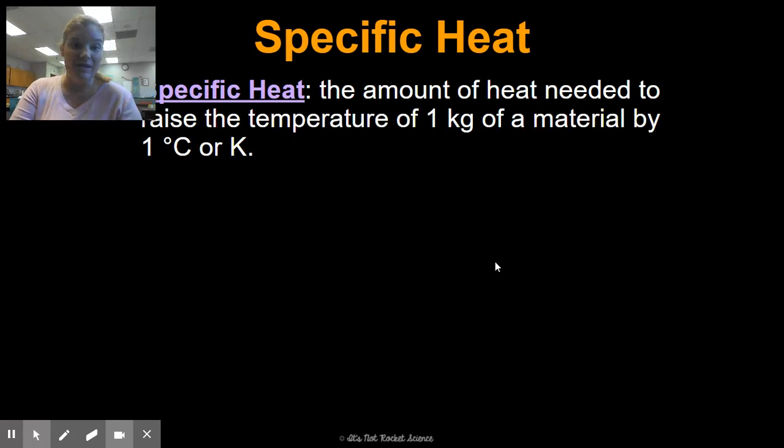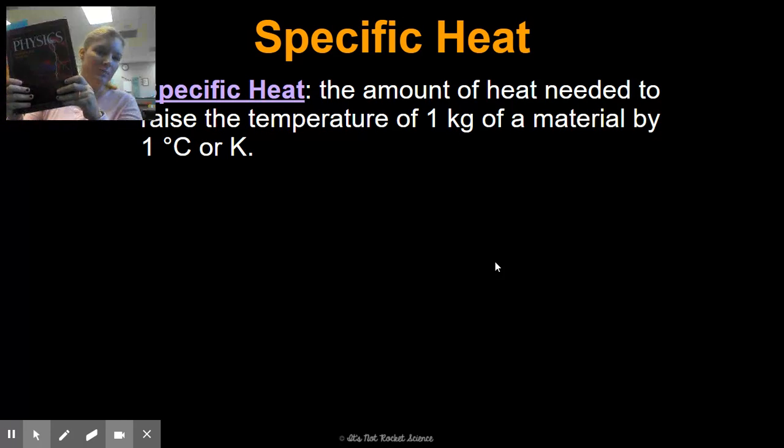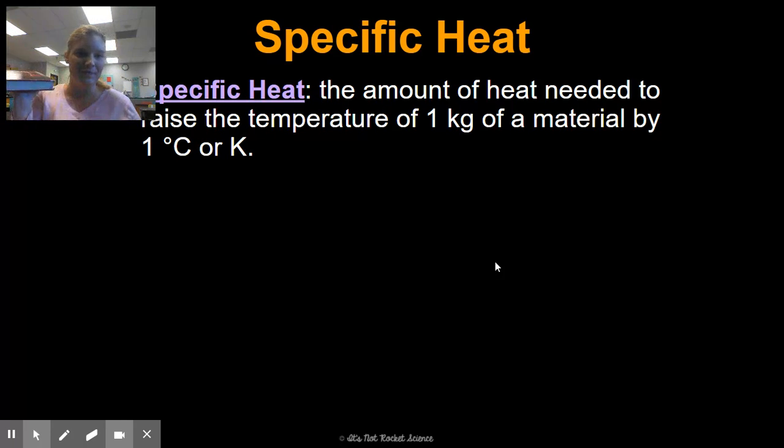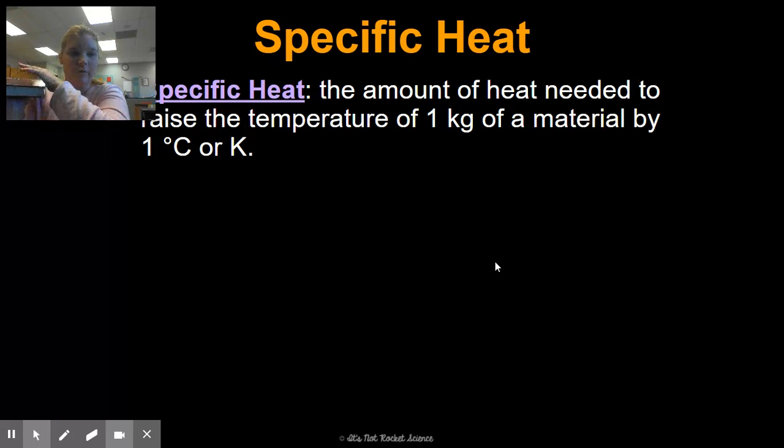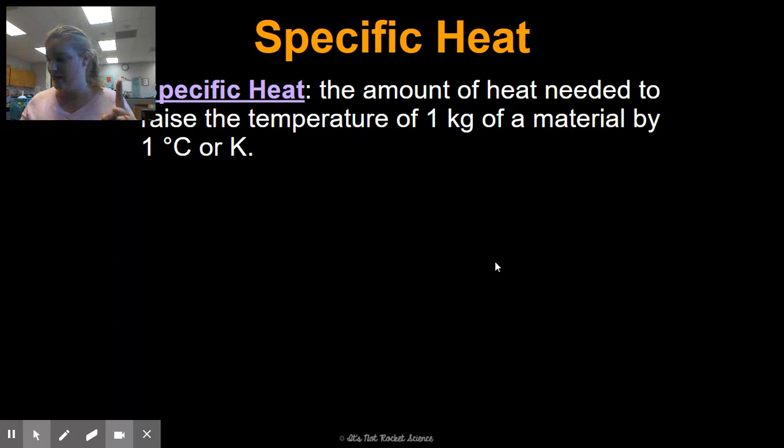So when we come down to specific heat, it is the amount of heat that it takes to raise the temperature of 1 kilogram of a material by 1 degree Celsius or Kelvin. They equal about the same. So if I have, let's pretend this book weighs 1 kilogram, and currently it's sitting at 30 degrees Celsius. That'd actually be really hot. Anyway, if I wanted to raise the temperature of the book by 1 degree, how much energy it takes to do that is my specific heat.